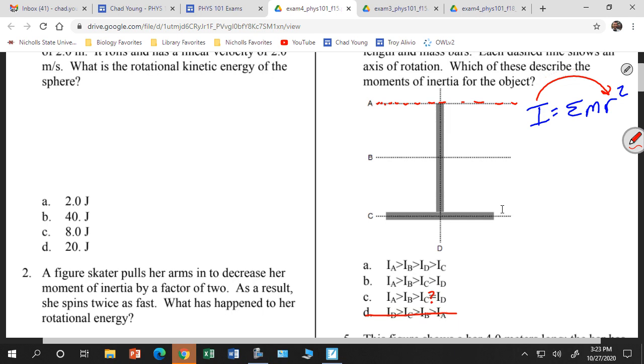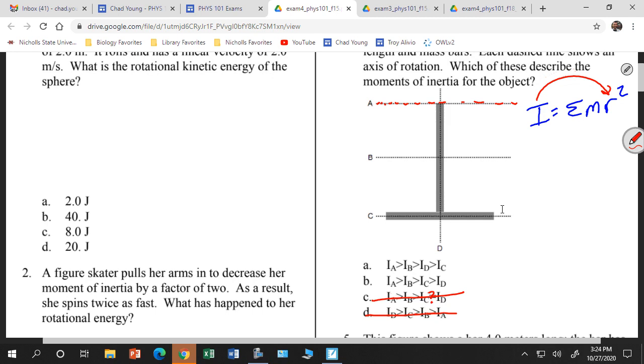Is the moment of inertia about IC equal to this moment of inertia? Are these axes the same? Are these two scenarios identical to one another? If you look at it closely, I see that about axis C, I have this thing coming out. But about axis D, it looks different. Now this bar is coming out in this direction. So IC is not equal to ID, so I can get rid of that.